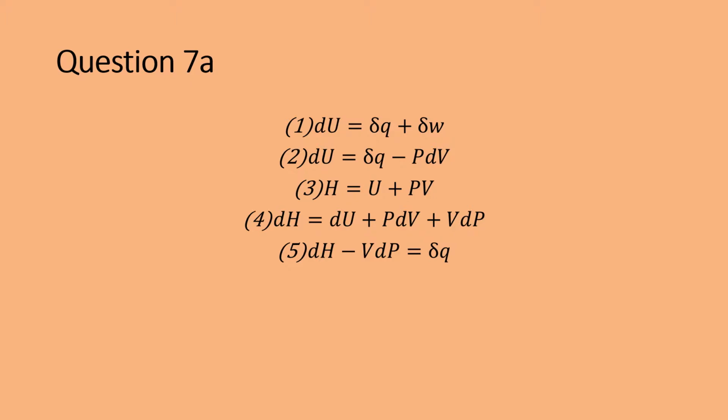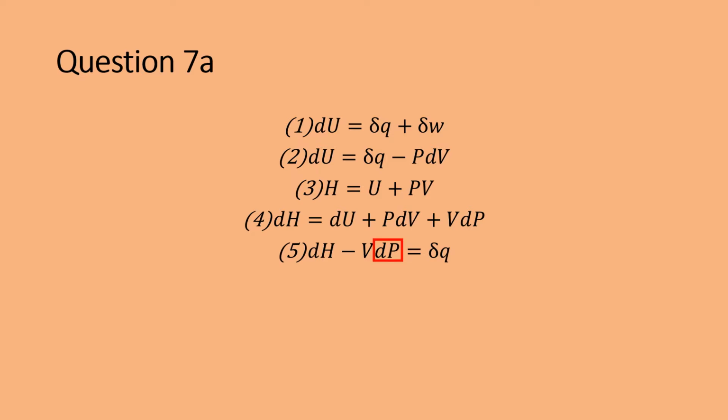You can notice that equation 4 can be rearranged in terms of the change in internal energy, dU. So we do this, plug it back into equation 2, and rearrange to get equation number 5, which is dH minus VdP equals the change in heat, which gives us a useful equation in terms of the change in heat.